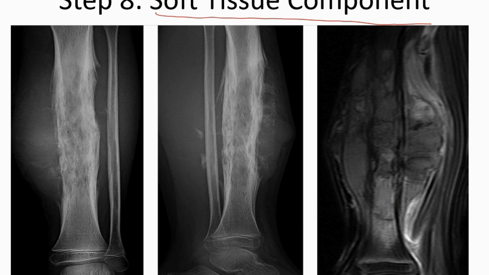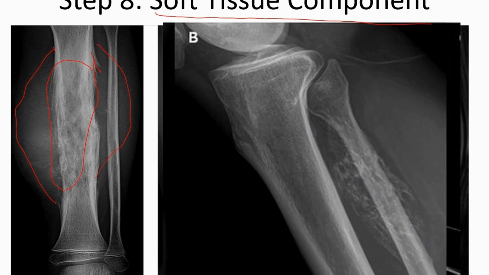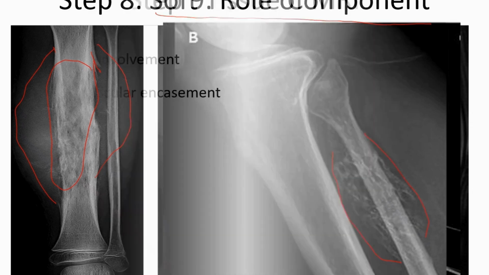As we can see in this image, this is the X-ray image showing the bone lesion. These are the periosteal reaction, and this is the soft tissue component adjacent to the bone lesion. This is the soft tissue component, and this is better visualized on this MRI image. This is the soft tissue component, and this is the bone lesion. This is the X-ray showing calcified soft tissue component.